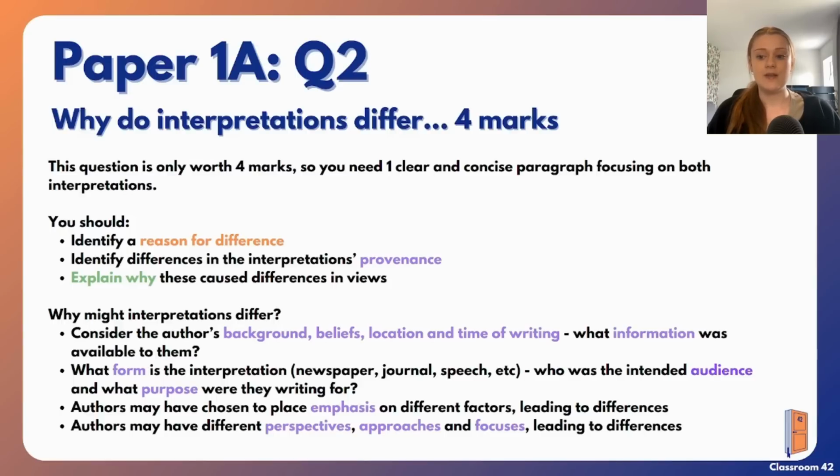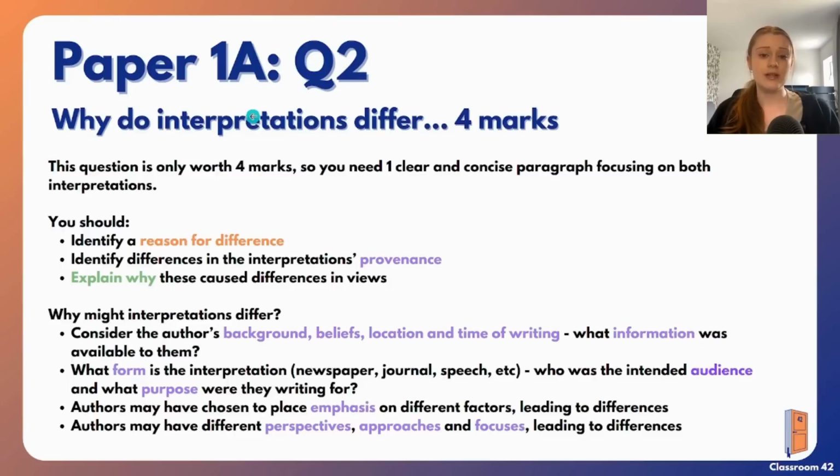Identify differences in the interpretation's provenance. So the provenance is the bit of text at the top of the interpretation, which gives us a little bit more detail about the author, when it was published, and where the interpretation is from, and it might give us a little bit of context about the author's background or what their views are. And then finally, we need to explain why these cause differences in views.